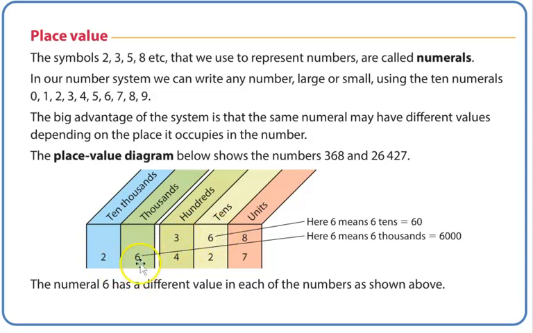So the two 6s in these two examples, they have very different values. 60 and 6,000 are very different numbers and they're not close to each other on the number line. The numeral 6 has a different value in each of the numbers as shown above. So place value is very, very important.